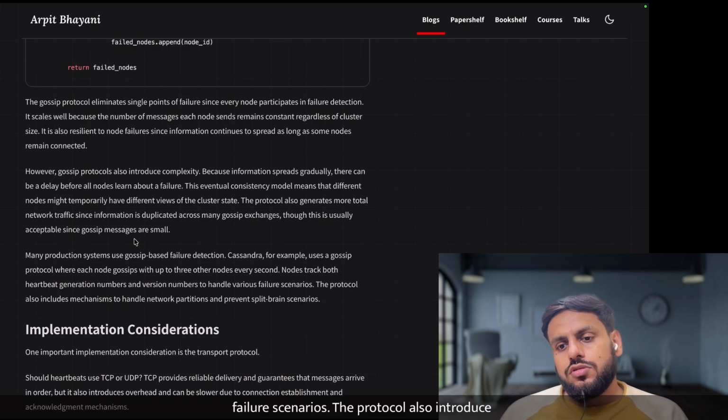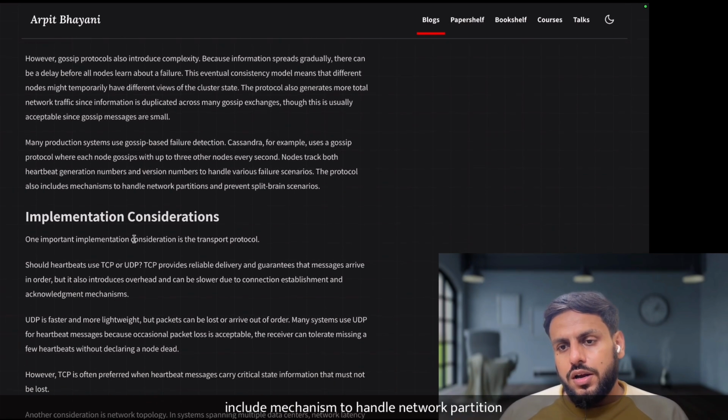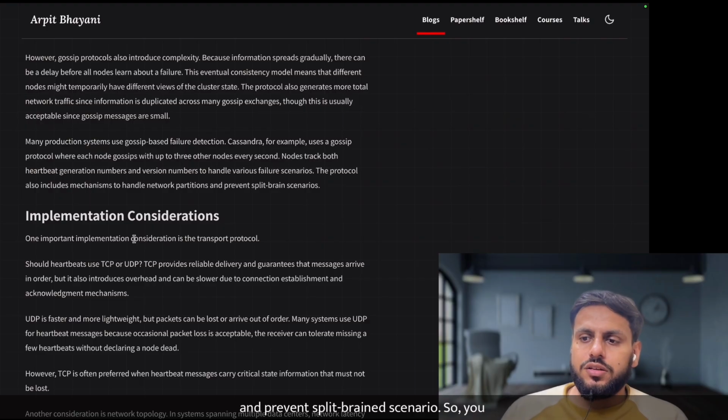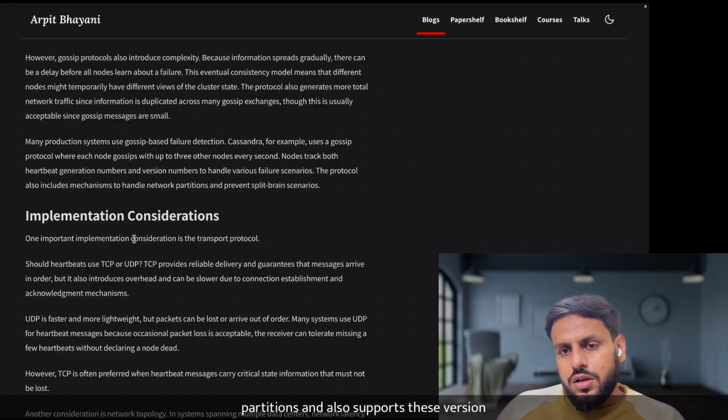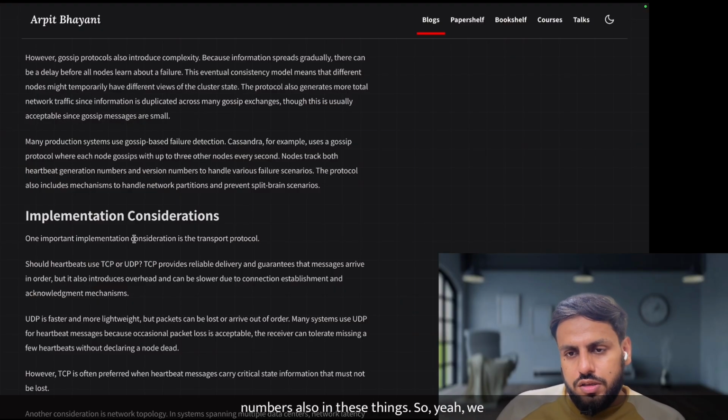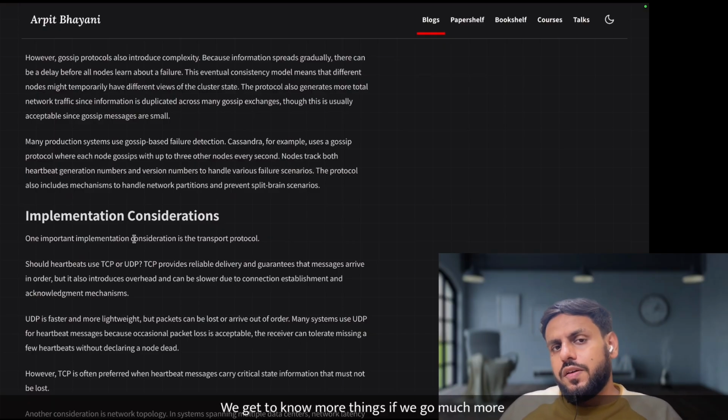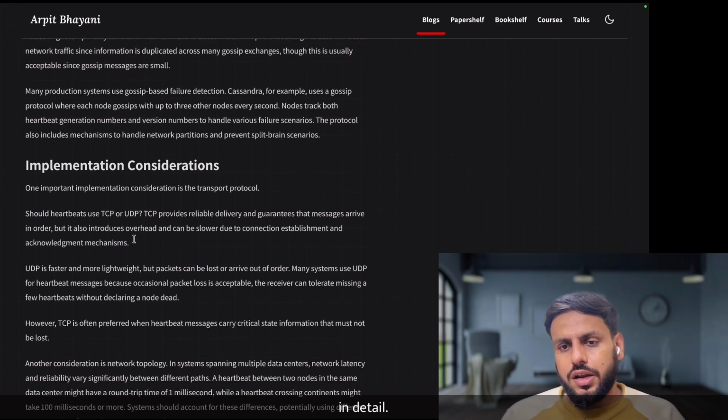The protocol also includes mechanisms to handle network partitions and prevent split brain scenarios. So it is also designed to work with network partitions and also supports these version numbers. So yeah, we would get to know more things if we go into much more detail.